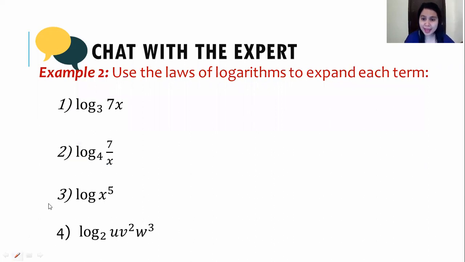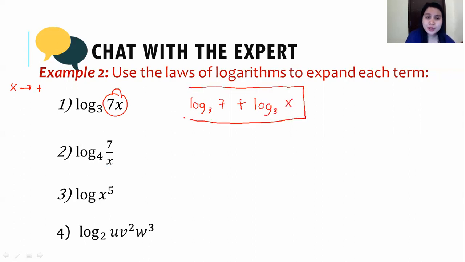Let's have some examples. You just look at the antilogarithm. Here, the antilogarithm is 7x. It means it's in multiplication. So multiplication, expand it, it will become addition. Copy log base 3 of 7 plus, copy the logarithm again, log base 3 of x. That's the answer. How will you know it's the final answer? When the antilogarithm is just a single number or a single variable.